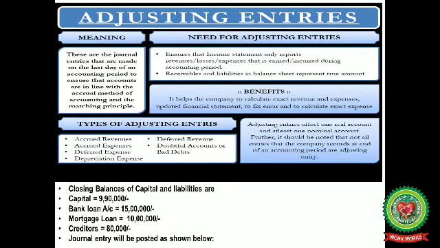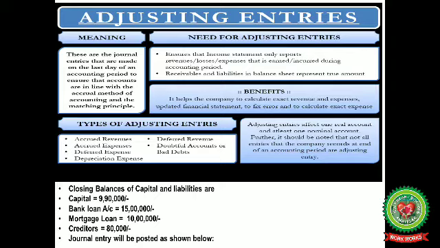Now in this you will also cover the adjusting entries. Adjusting entries are those journal entries that are made on the last day of an accounting period to ensure that accounts are in line with the accrual method of accounting and the matching principle. We need adjusting entries because we want to ensure that the income statement only reports revenues, losses and expenses that are earned or incurred during the accounting period. We need adjusting entries to record the receivables and liabilities in the balance sheet to represent the true amount.